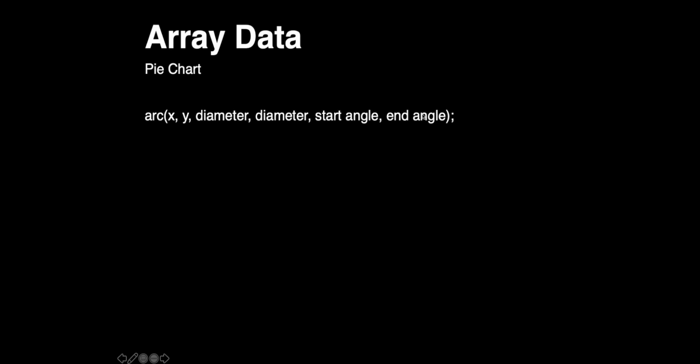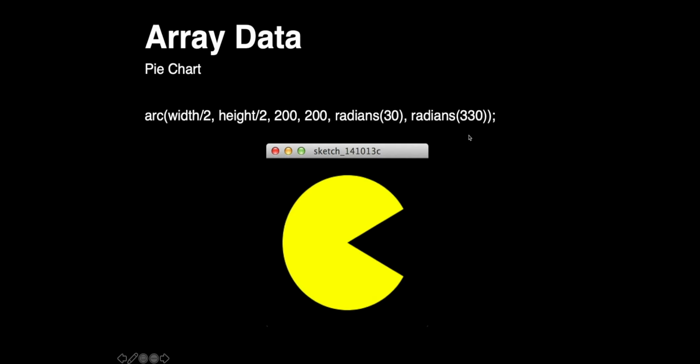So if we wanted to make something like Pac-Man, this is what we would apply to this function. It's placed in the center of the canvas, so width divided by 2, height divided by 2. The size is just 200 by 200. And then the start radian is 30 degrees. So I think it starts here. So I think this is 0, this is 30, and then goes around to 330 degrees.